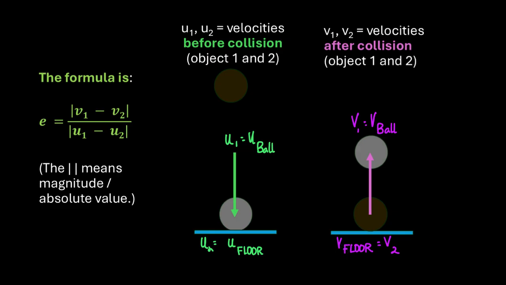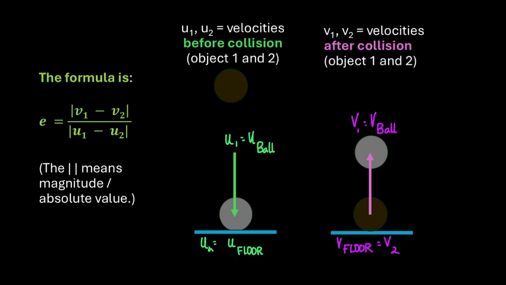Confusing? Yes, I understand. Let's revisit this one more time right away. I want you to make a note of this and then say this along with me. What is e? e equals |v1 minus v2| divided by |u1 minus u2|. What is u1? u1 is the velocity of the ball just before collision. What is v1? v1 is the velocity of the ball just after collision. What is u2? u2 is the velocity of the floor just before collision. What is v2? v2 is the velocity of the floor just after collision.